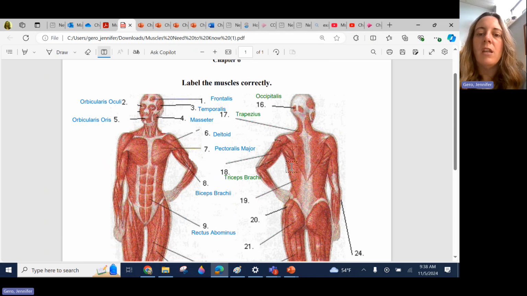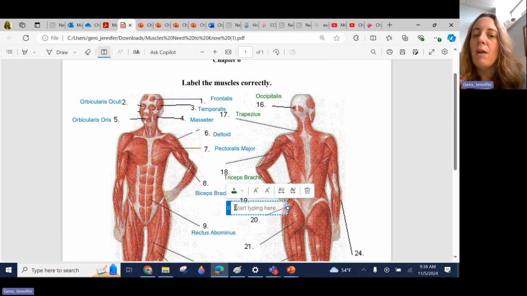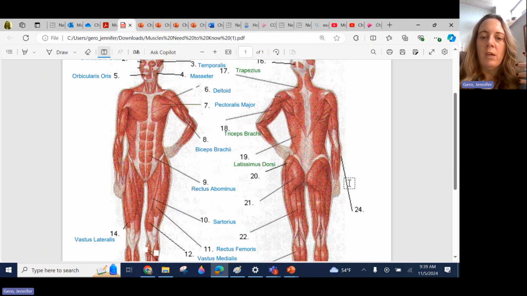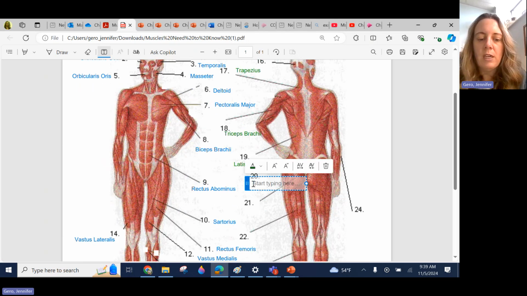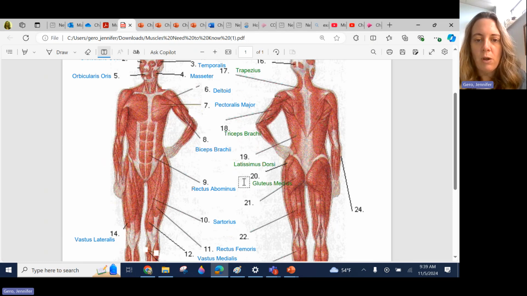19 is pointing to, again, another superficial muscle. You have a ton of muscles deep to this, but we're just looking at the major superficial muscles. This is the latissimus dorsi. You have a lot of muscles deep to this that are called erector spinae muscles that are helping you keep your posture. 20 is referencing the gluteus medius. And again, doesn't matter how large or small your rump is, everybody has a gluteus medius. And then 21 is the gluteus maximus.